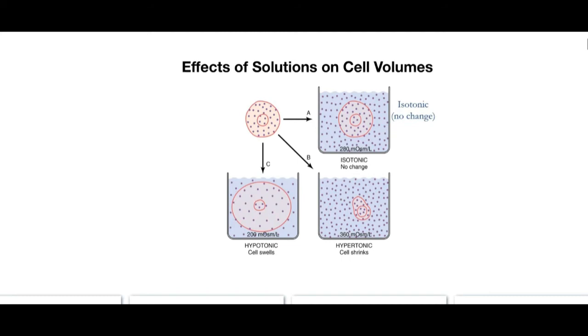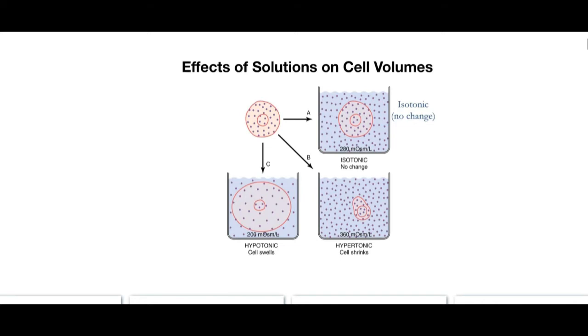Okay? So for an isotonic solution, there's not going to be any change in volume because the osmolarity outside of the cell and the osmolarity inside the cell is the same, and either everything is permeable or nothing is permeable. You're not going to have a net movement of a solute, which therefore would draw the movement of water in one direction or the other.